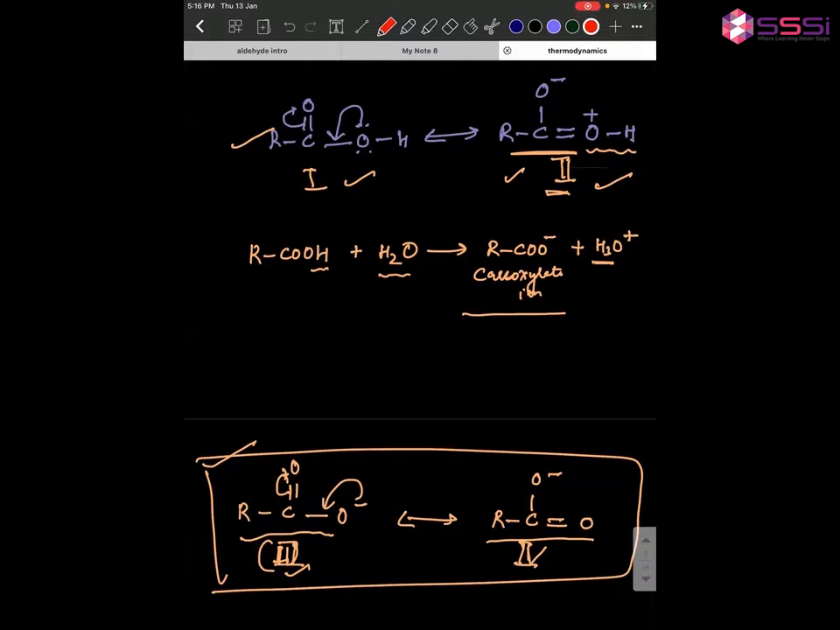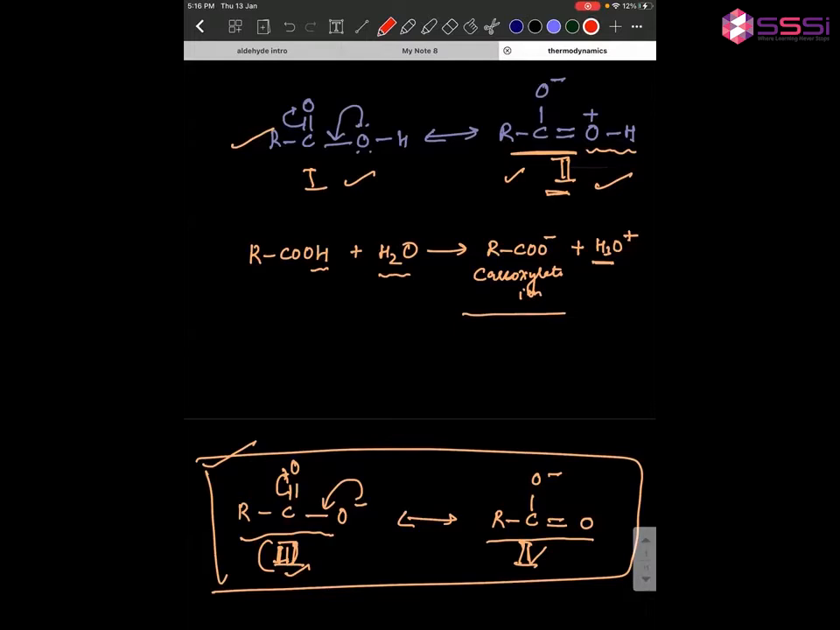I'm just saying that in the structure there is separation of positive and negative charges, because of which it is making the structure less stable. In this case it is not like electrochemistry, where we write a reaction and balance the charge.